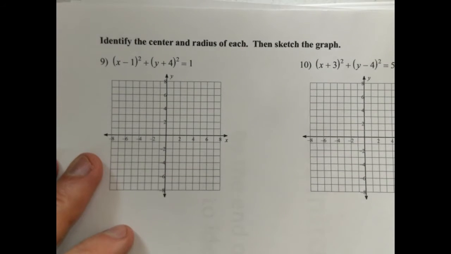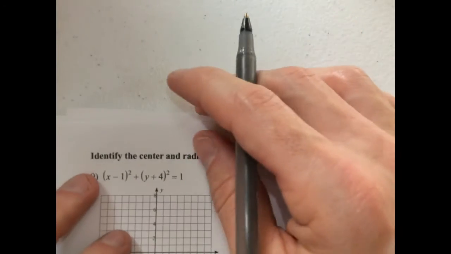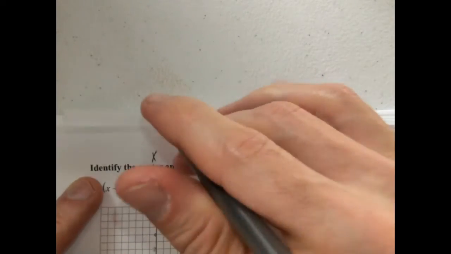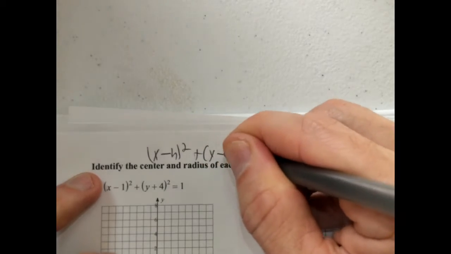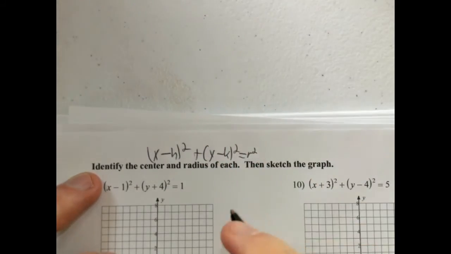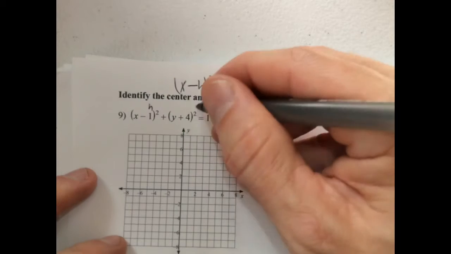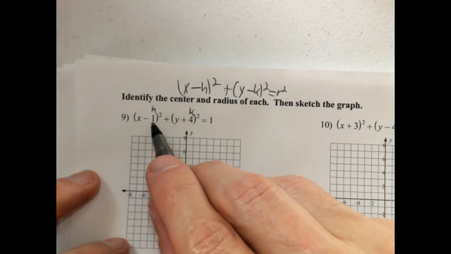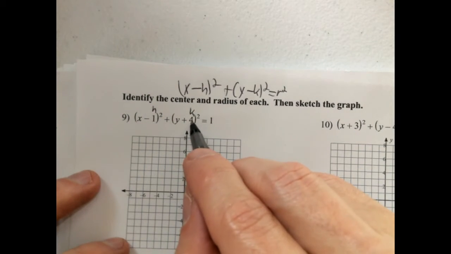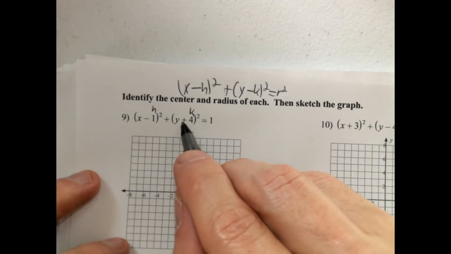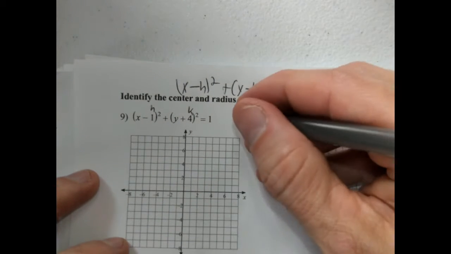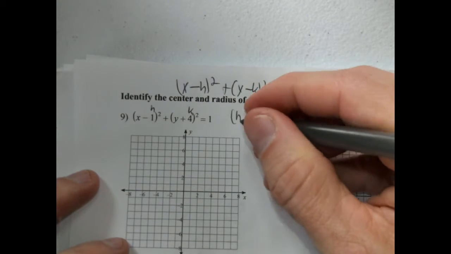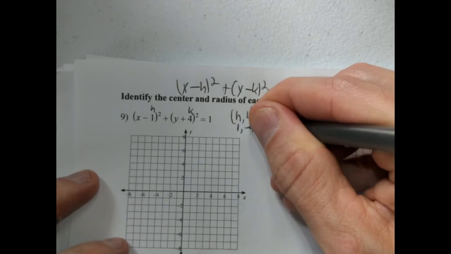Alright, so here we're going to identify the center and radius of each, then graph it. So first of all, let's write the formula again. (x - h)² + (y - k)² = r². Alright, so here we go. h and k. So h is going to be 1, k is going to be negative 4. You can tell this because it should be y minus k, and that means this was a negative 4 to begin with, so the center (h, k) is 1, negative 4.